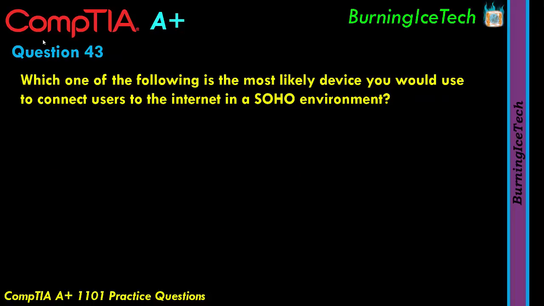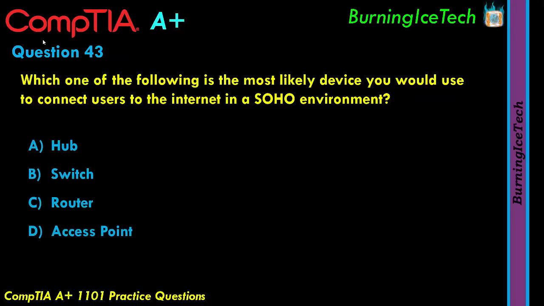Question 43. Which one of the following is the most likely device you would use to connect users to the internet in a small office, home office environment? So they're saying most likely. So there might be more than one.